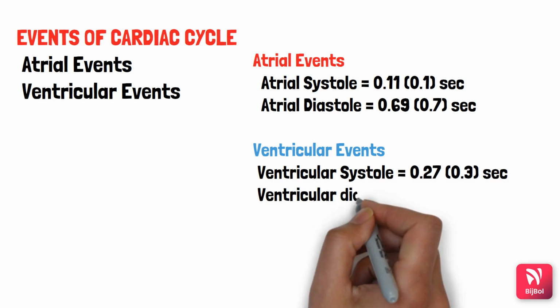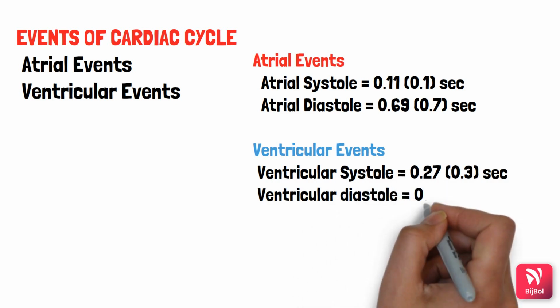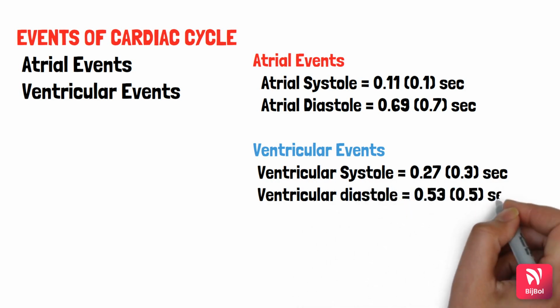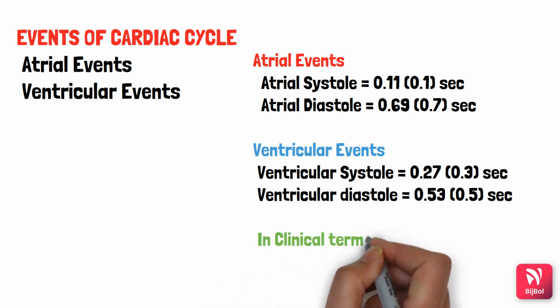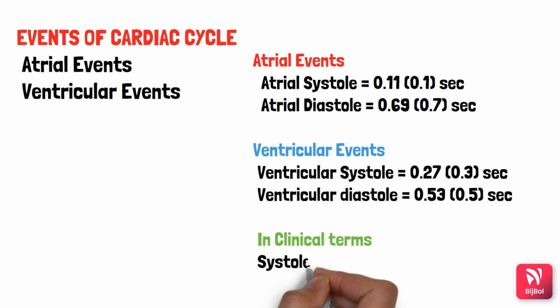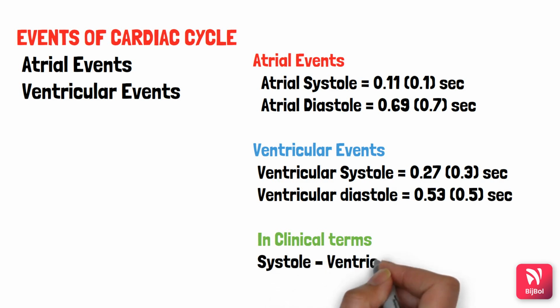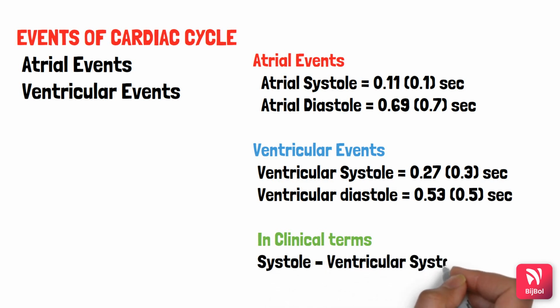So in clinical terms, systole means ventricular systole and diastole means ventricular diastole. So the cardiac cycle is a series of events in which contraction and relaxation of the ventricles takes place mainly.